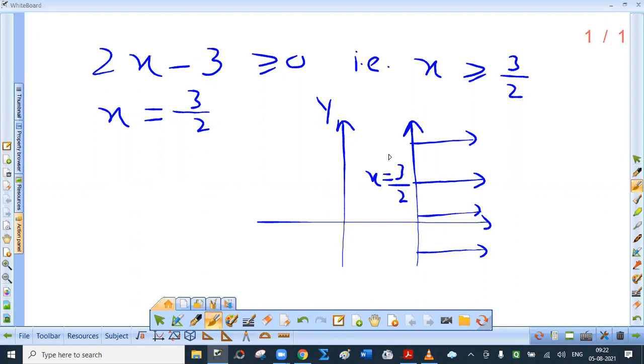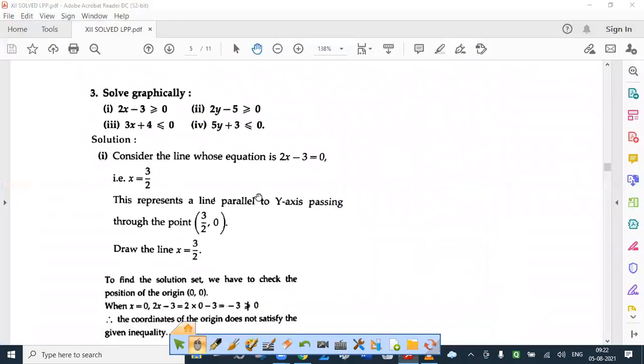Okay. So this is the graph of which inequation? X greater than or equal to 3 by 2. Now let us read this. Consider the line whose equation is 2x minus 3 equal to 0. I told the same thing. X equal to 3 by 2. This represents a line parallel to y-axis passing through which point? 3 by 2, 0. Draw the line x equal to 3 by 2.